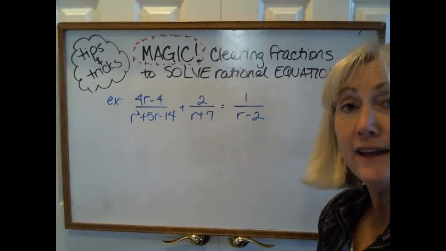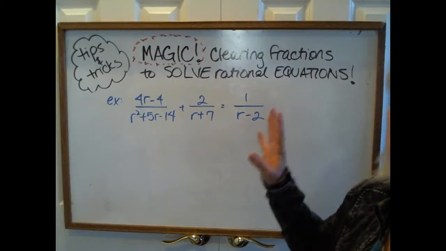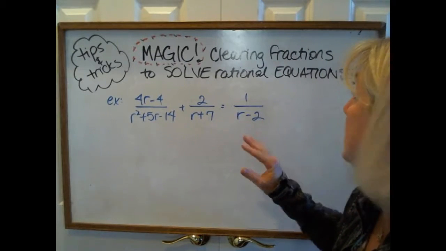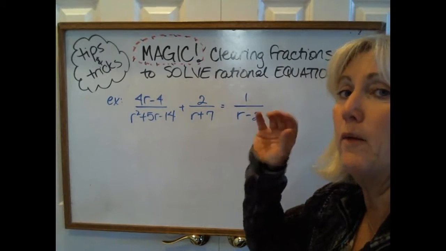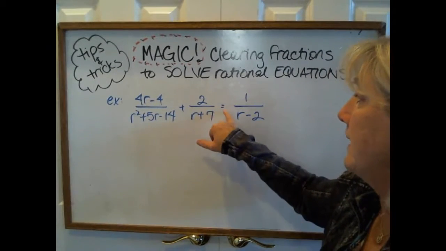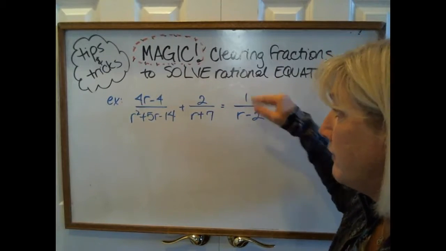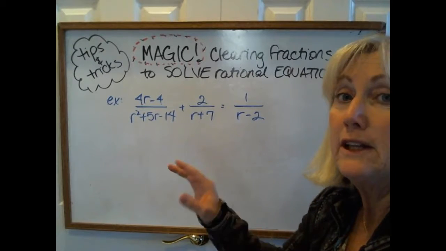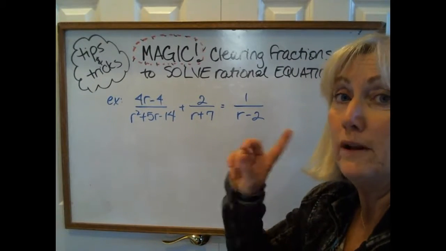Hi, today I'm going to show you a magic trick. This magic trick is only when you have equations, not expressions. An equation is one that has an equal sign. And when we have an equal sign and we have fractions, we are able to clear fractions, meaning get rid of all the denominators in one step.